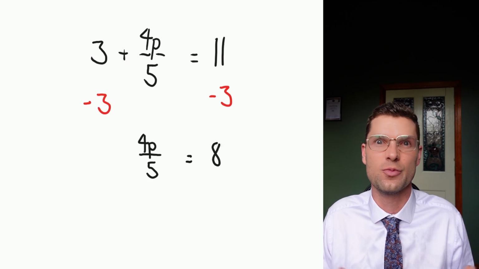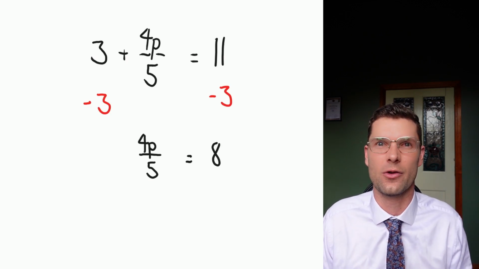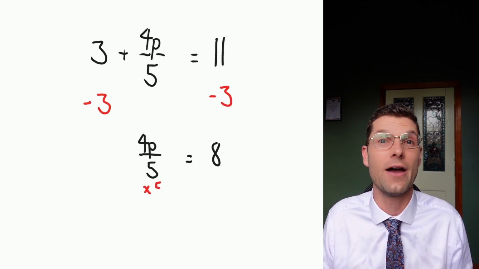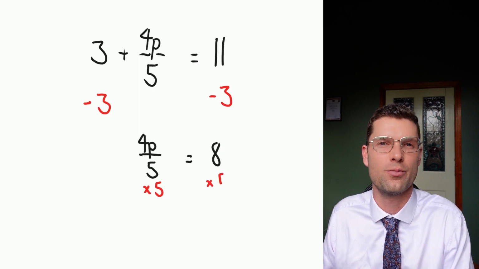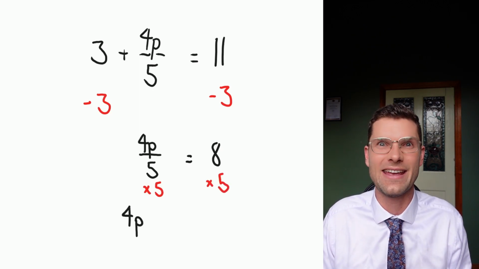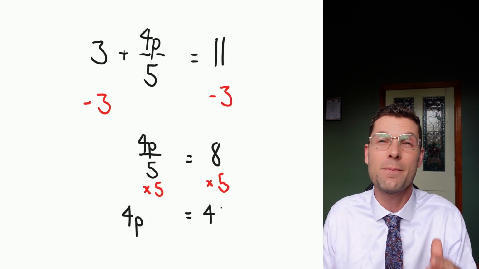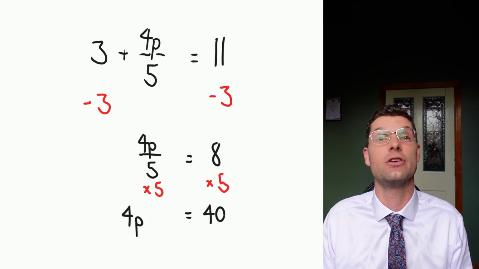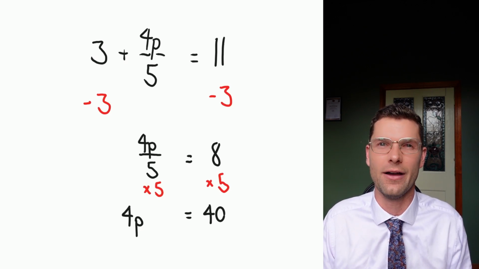The 4p are super close together, and the 5's a little bit further away, so I've got to do the opposite operation. Because it's divided by 5, I just have to times it by 5 to get rid of it, and I have to do that on both sides. So 4p is equal to 40. Again, making sure that you're staying in those columns is incredibly important because it'll just make sure that you can't times the wrong thing by 5.